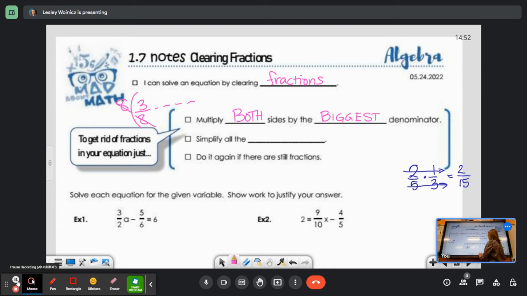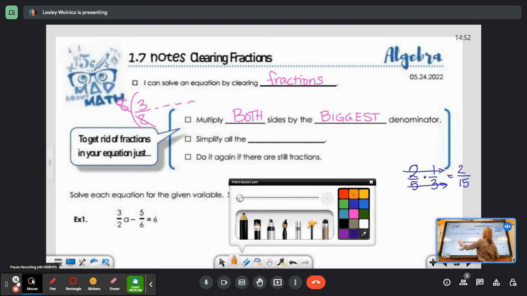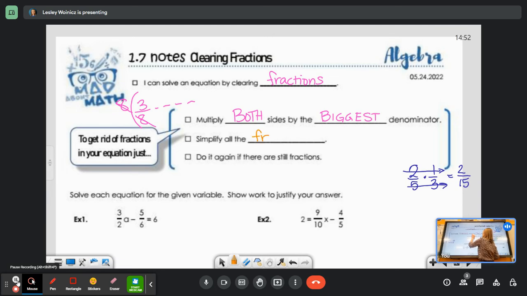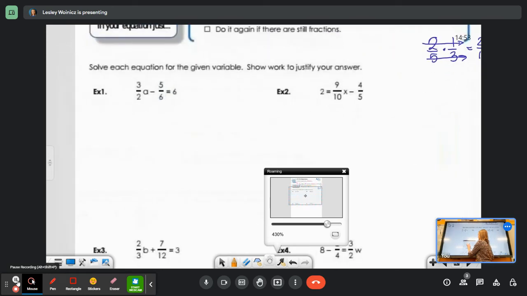All right, so after we do that, we're going to simplify all the fractions, which is basically we're just going to divide. If we still have any fractions left, we just multiply by the biggest denominator again. And then we solve. Okay. So let's see how this works.